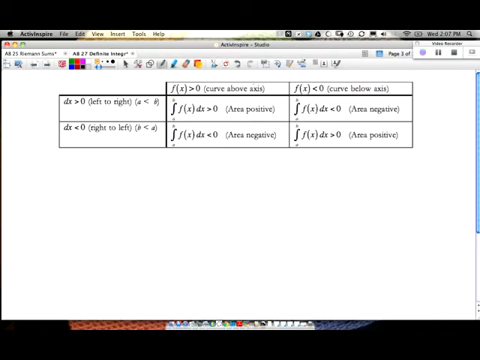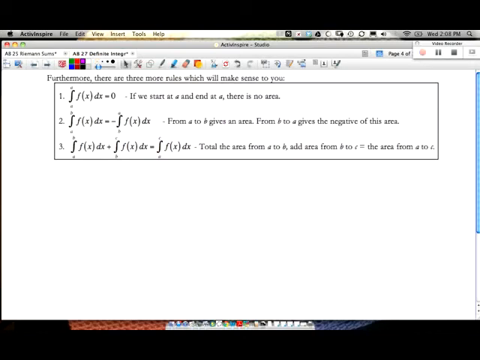Here's a summary of that idea. If the curve is above the axis, meaning we're up, we're positive, and a is less than b, so we're moving to the right from a to b, then we're going to have positive, because this is positive times positive. But let's say the curve is below the axis, we're moving down, that's not positive, in fact that's negative. And if we're moving left here, this is also negative. So it's pretty easy to figure this out. Positive times a positive is a positive. Positive times a negative is a negative. And so on.